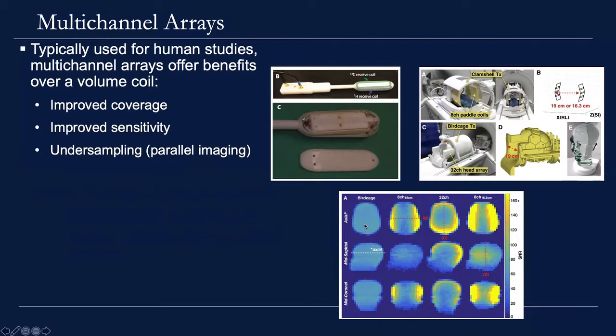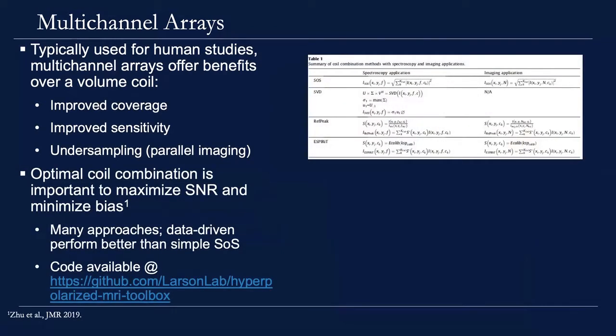And so while you have similar SNR at the center, farthest from the receive array, you definitely have signal enhancement as you get closer to those smaller elements. It also enables undersampling via parallel imaging that you can't do with the single element coil. One thing to note here is that it is important to think about how you combine this multi-channel data.